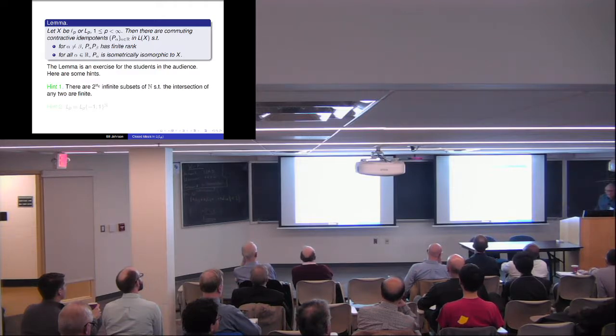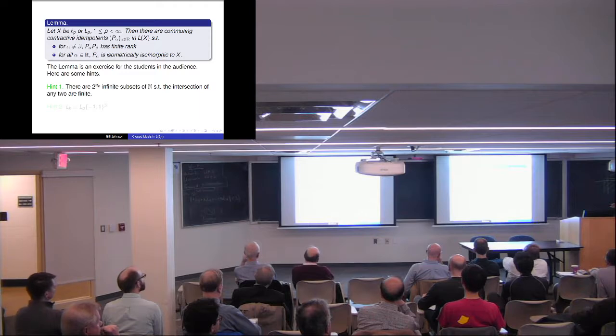The first hint is a fact that everyone should know. If you don't know this fact, then you definitely want to learn it: you can find a continuum number of subsets of the positive integers so that the intersection of any two is finite, that is, almost disjoint. And then once you have that, it's very easy to prove this lemma for little LP, right? Because you just take these projections to be projections onto LP of these infinite subsets.